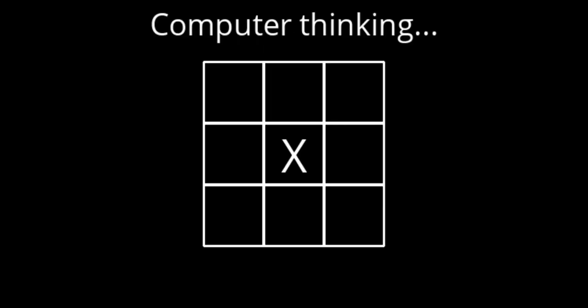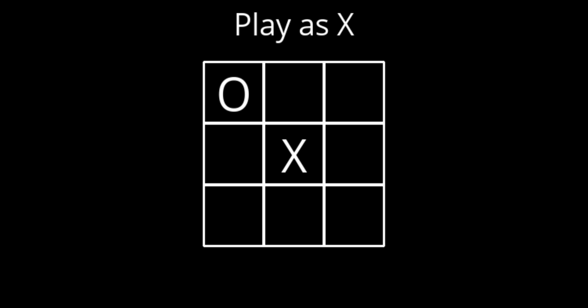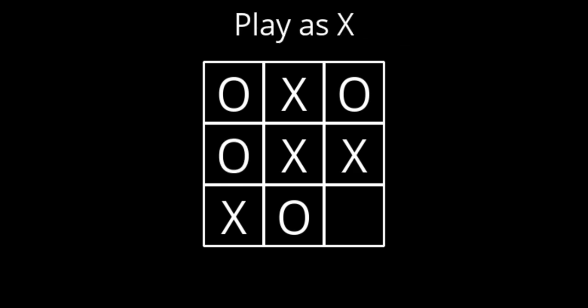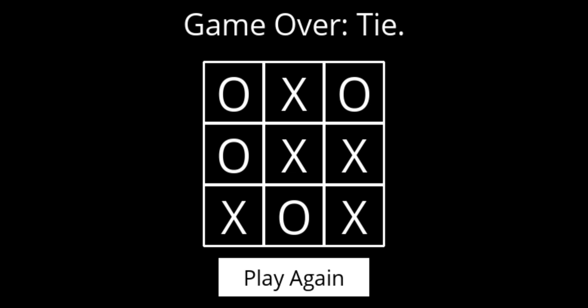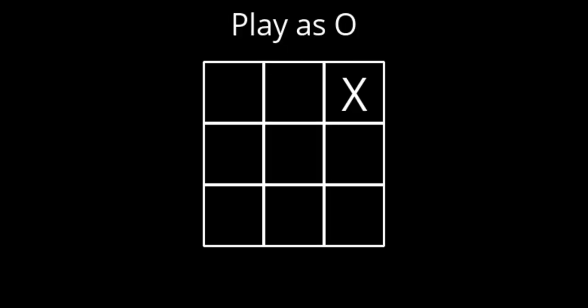Okay, we're going to play this again, and I'm going to play this time as X. That means I go first. Computer's thinking, go second. And again, we have a tie. Now I'm going to let the computer play as X, which means I play second.